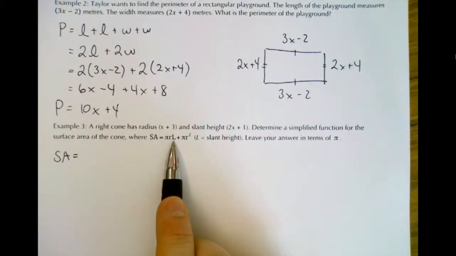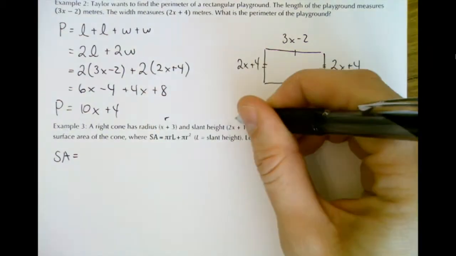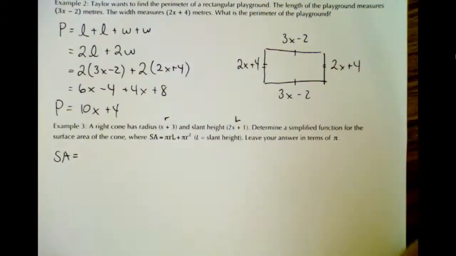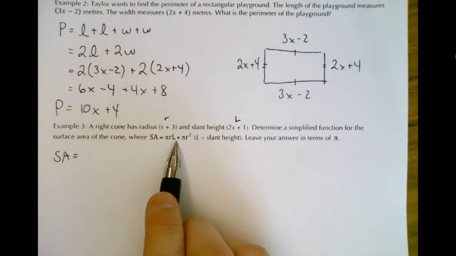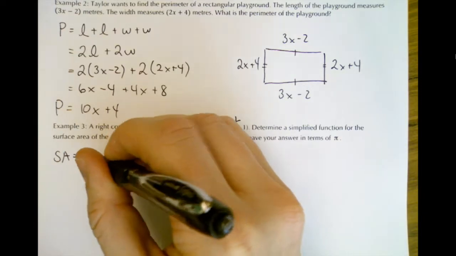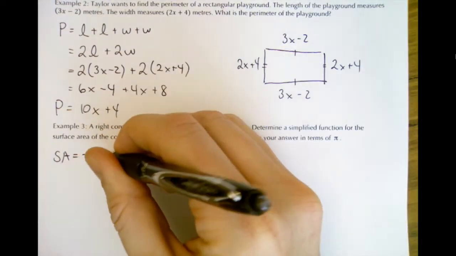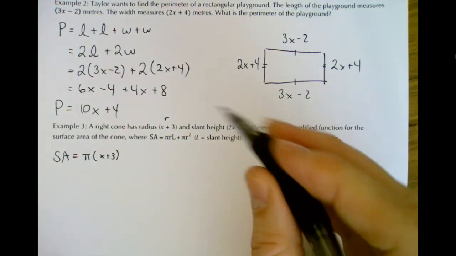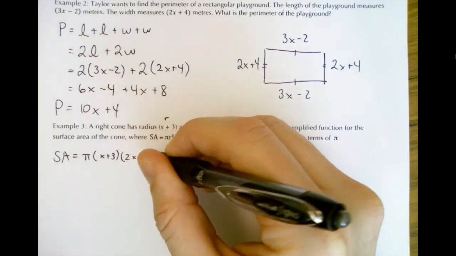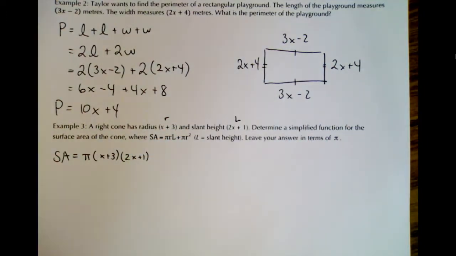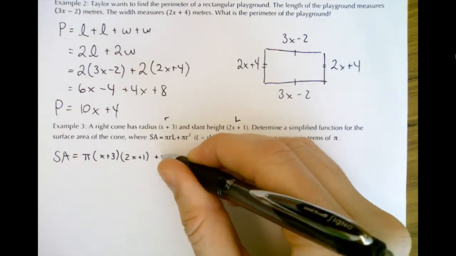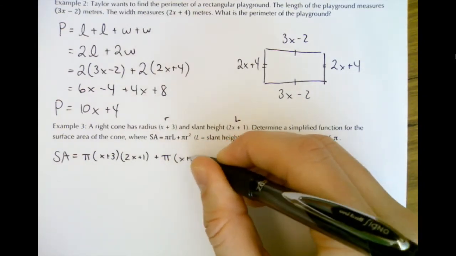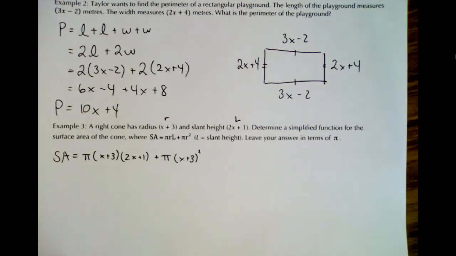Surface area is pi times r times L. Well, this is my radius. This is my L for slant height. So pi r L, here we go. Pi times radius times slant height. There's my pi r L plus pi r squared, x plus 3 squared. There's my expression. Let's expand and collect like terms.